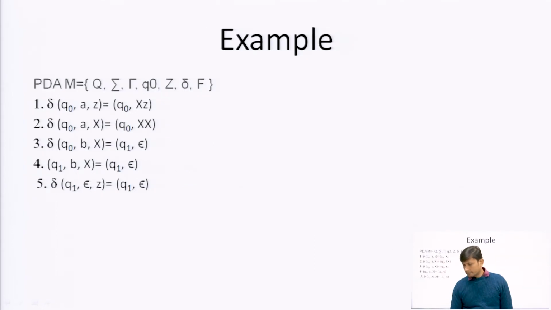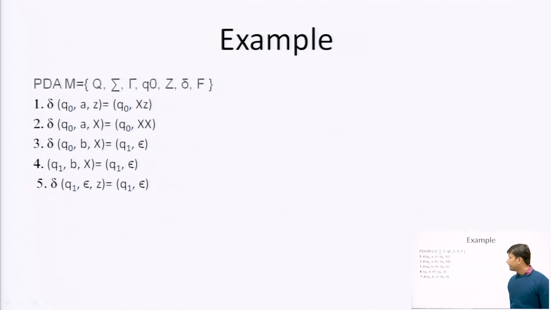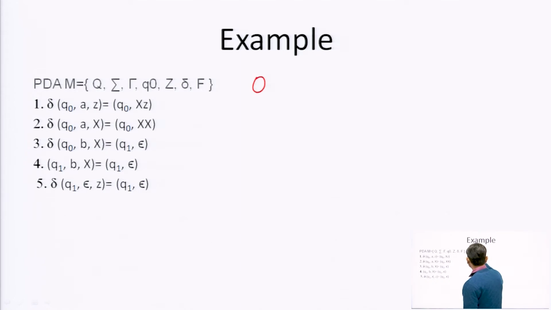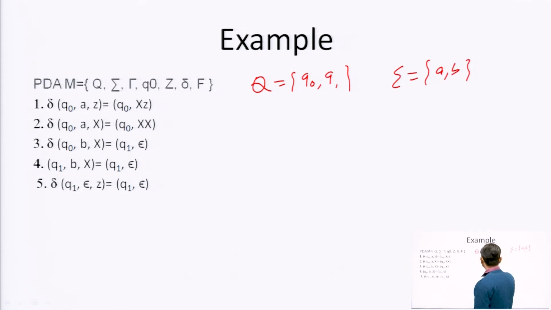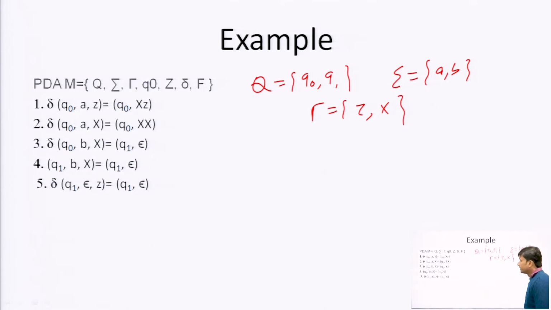Suppose one context free push down automata is given like this. Here capital Q is {Q0, Q1}. So we have taken 5 transitions, with some push operations and some pop operations. The input alphabet is {A, B}, and the stack symbols are {Z, X}.